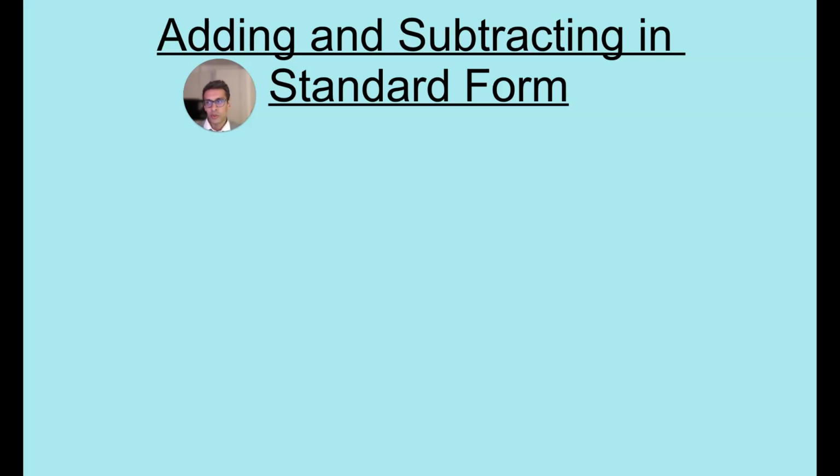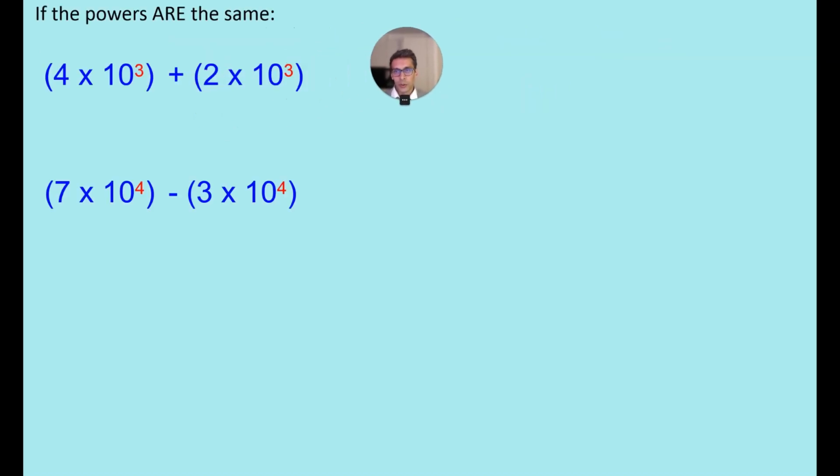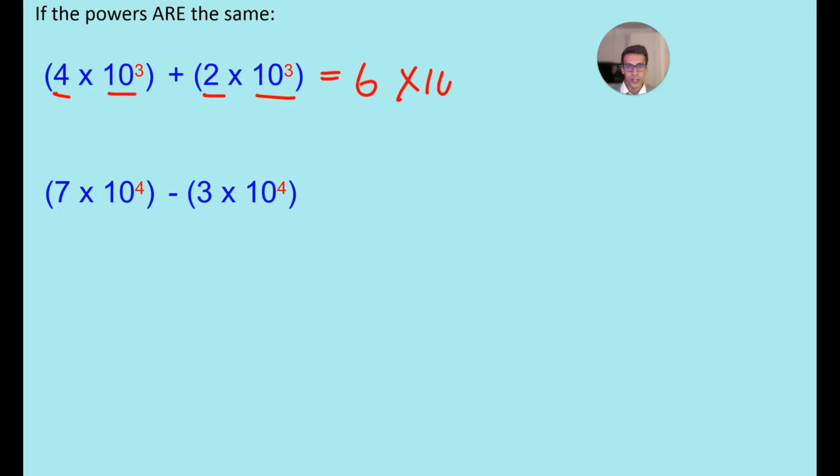With adding and subtracting, let's say you've been given a question where the powers, which I've highlighted in red here, are the same. How would you go about doing this? Well, let's have a look. We've got 4 lots of 10 to the power 3 plus 2 lots of 10 to the power 3, and that just means that in total we've got 6 lots of 10 to the power 3, and that's it. That's your answer there.